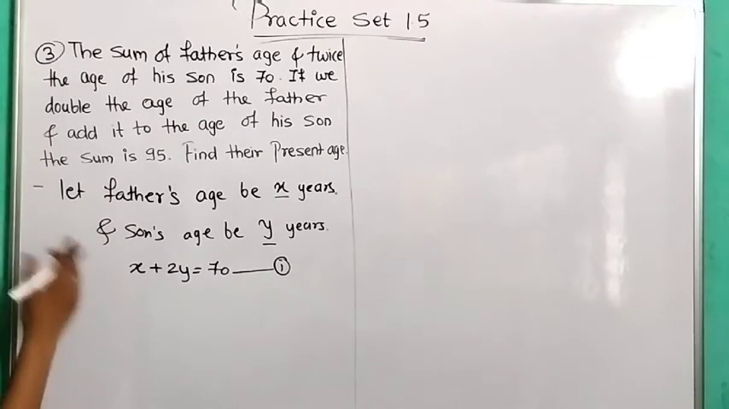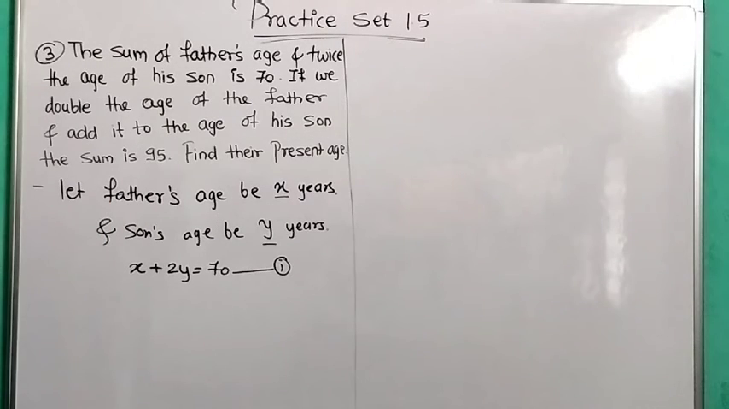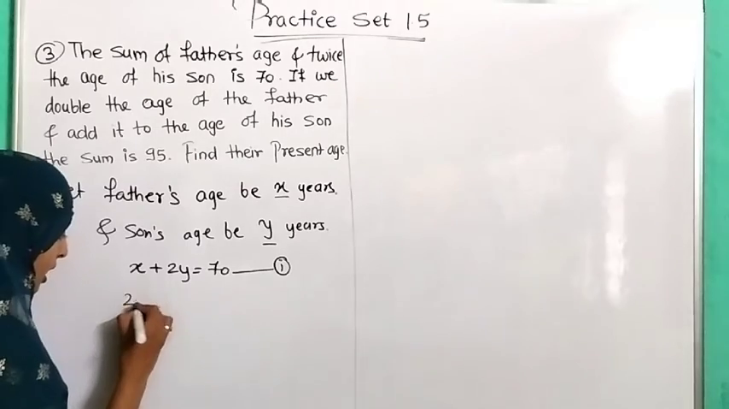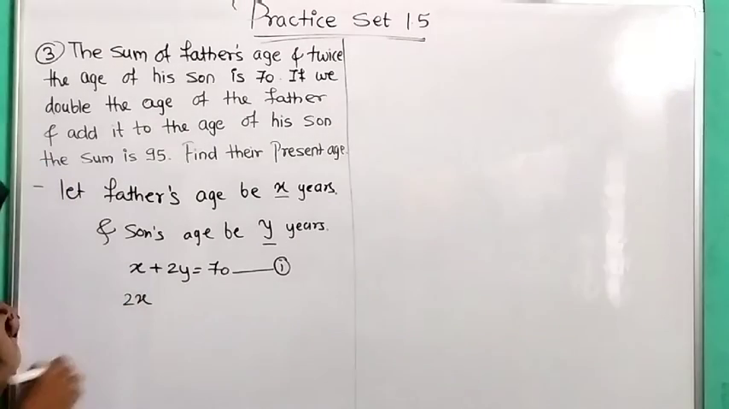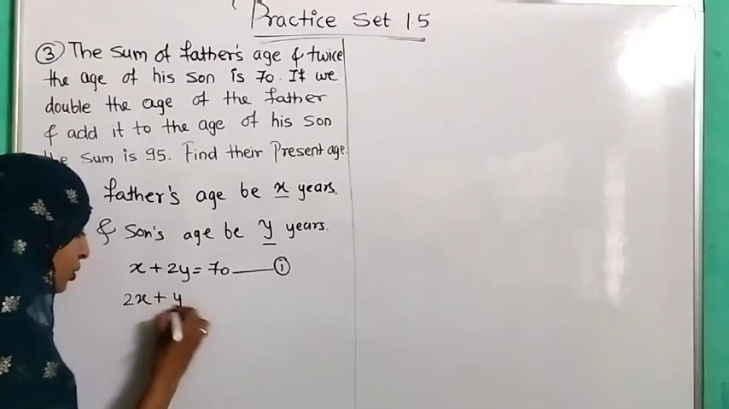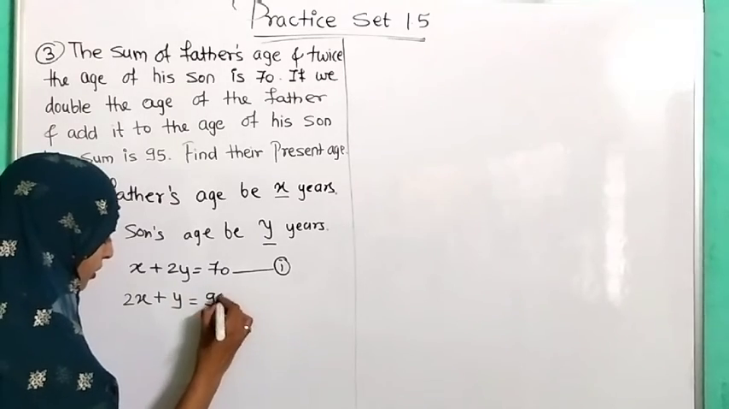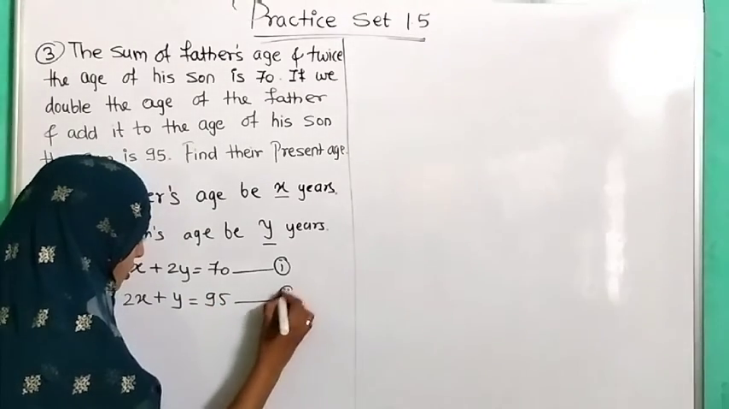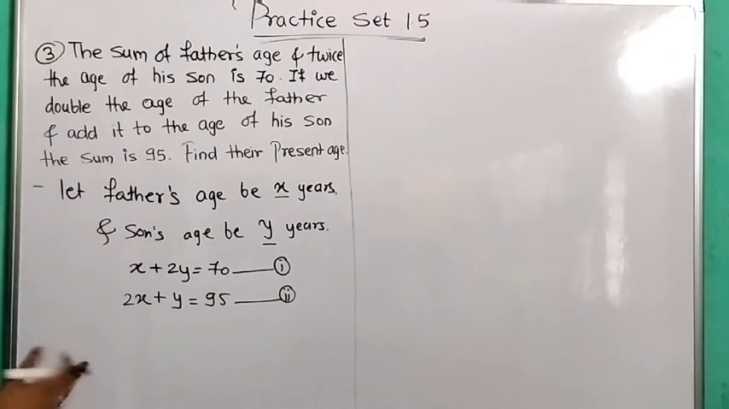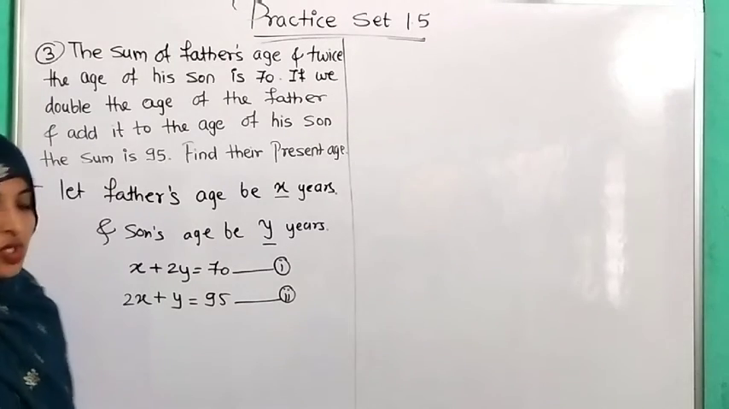Now the second situation is, if we double the age of father added to the age of his son, then the sum is 95. Means if we double the age of father, means 2x, and add it to the age of son, then it is 95. This is equation number 2. And we have to find their present age.